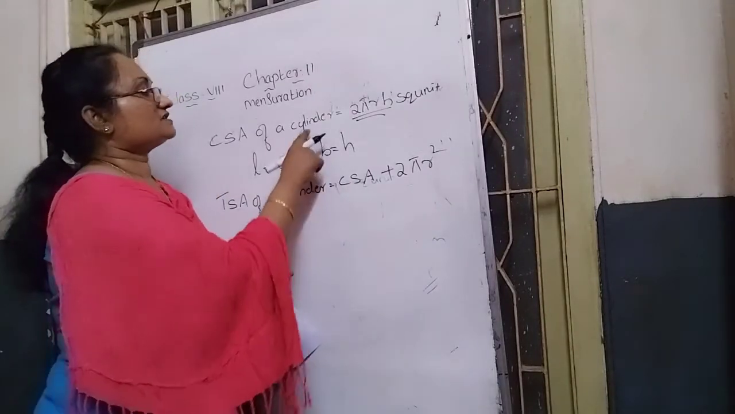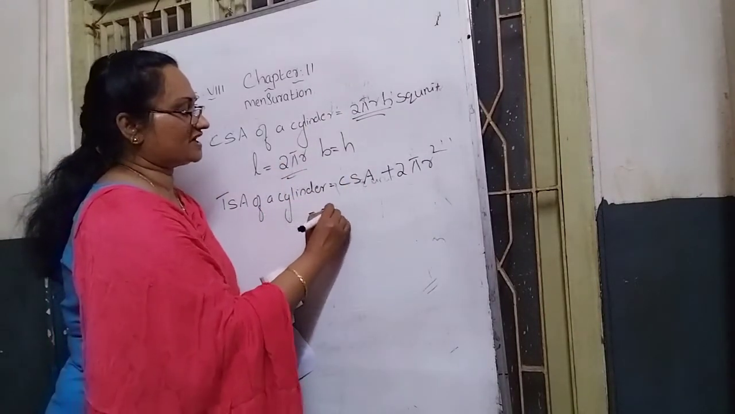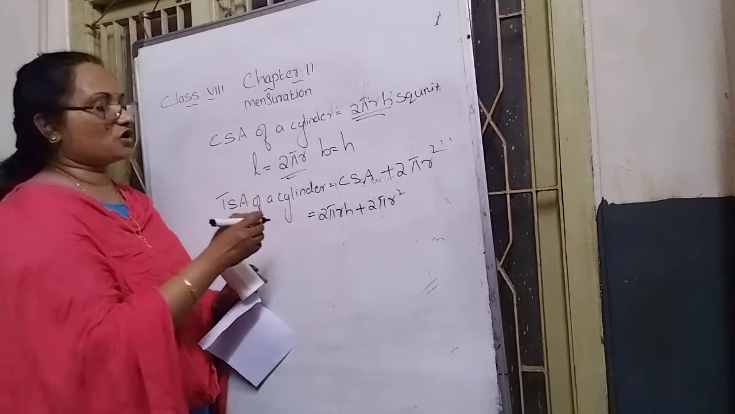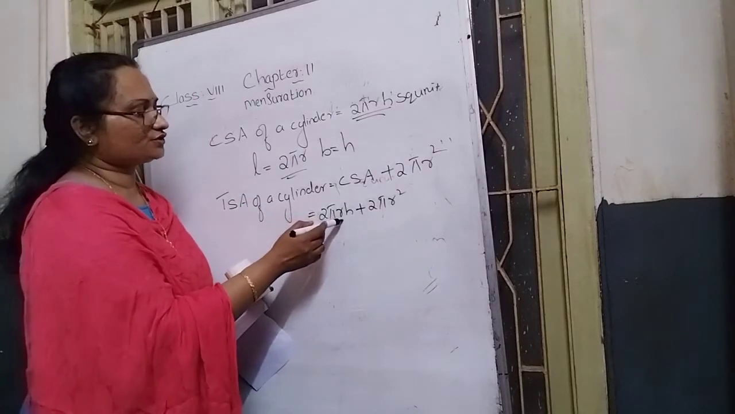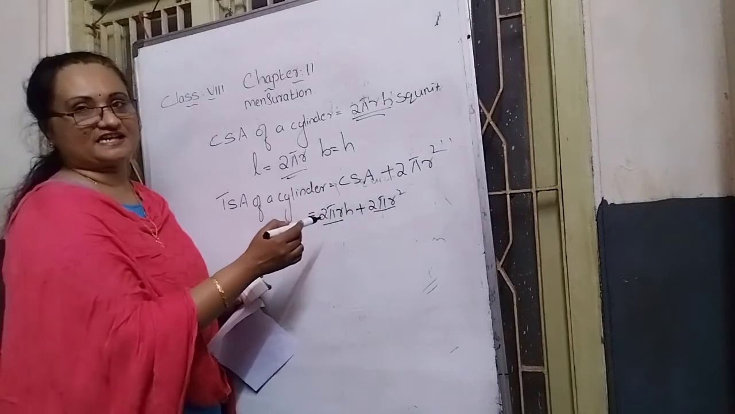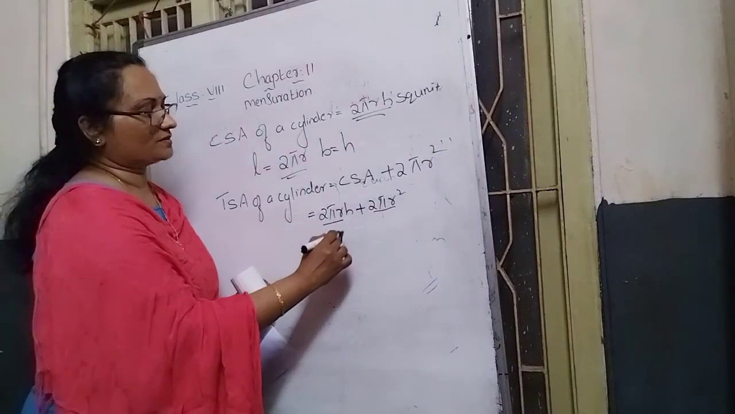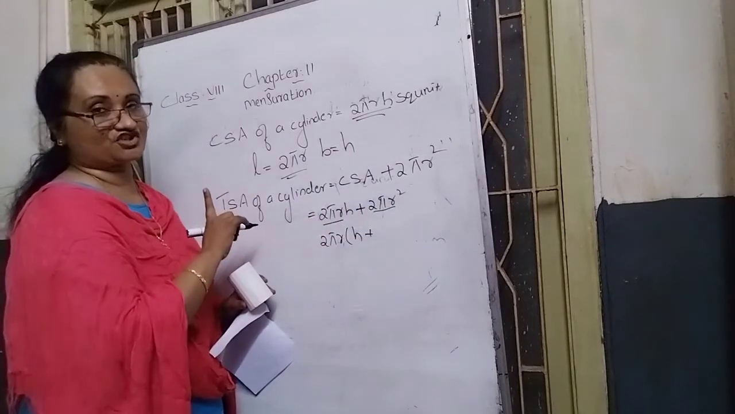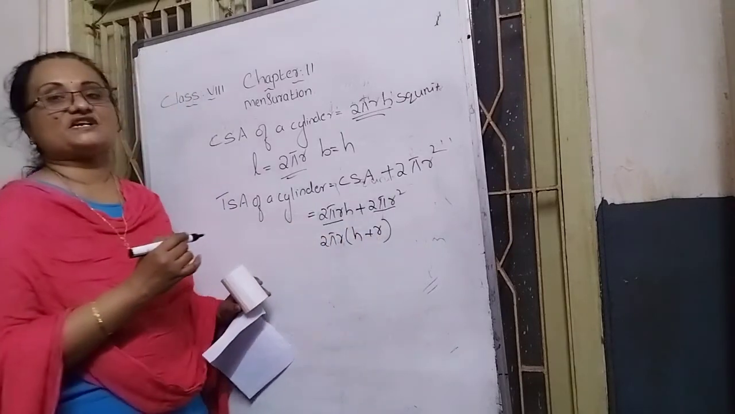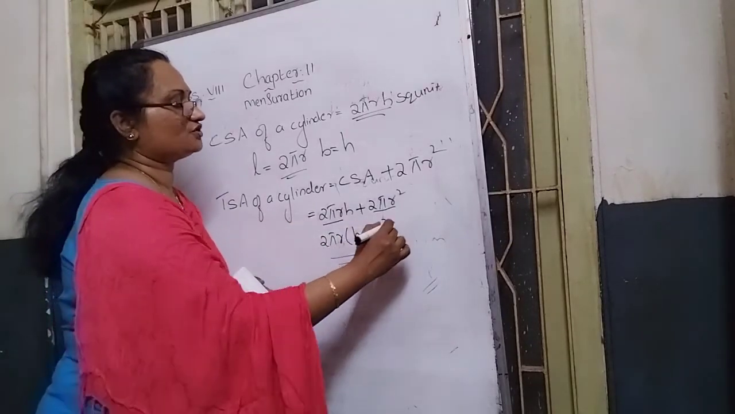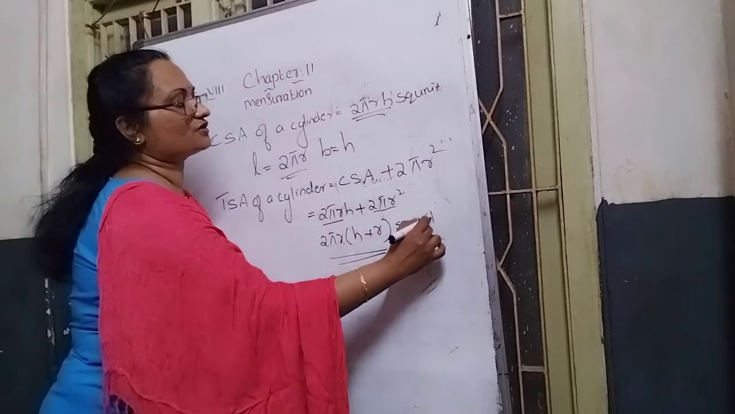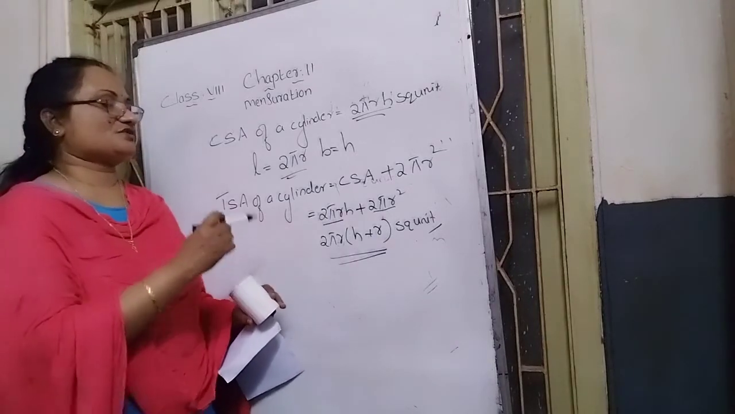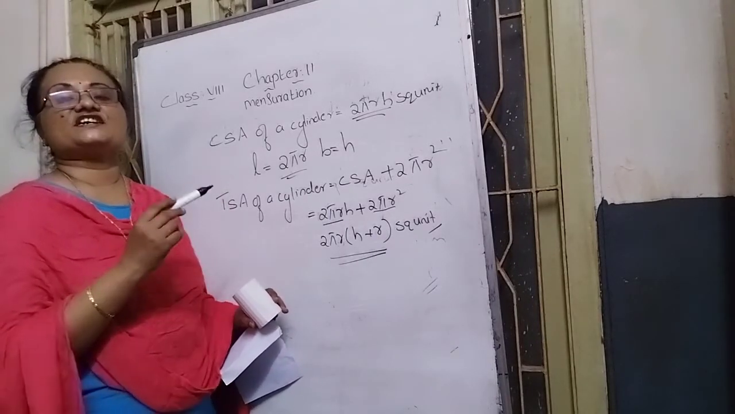The CSA of the cylinder we got is 2 pi r h, plus 2 pi r square. Then take the common terms outside. 2 pi r we can take common. Remaining from the first term is h, plus from the second term, from r square, one r is taken outside and one more r is there. So h plus r. So what is the formula? 2 pi r into h plus r is the formula for finding the TSA of the cylinder.